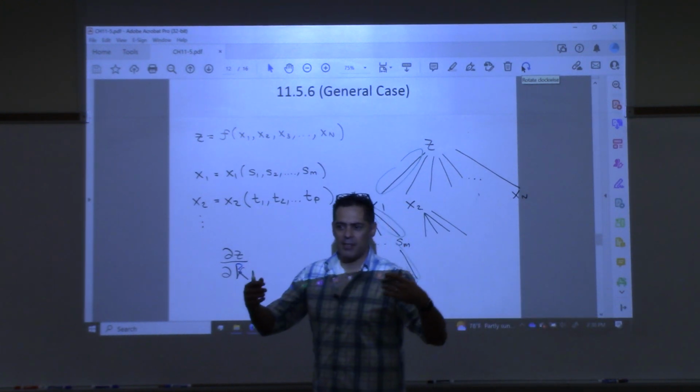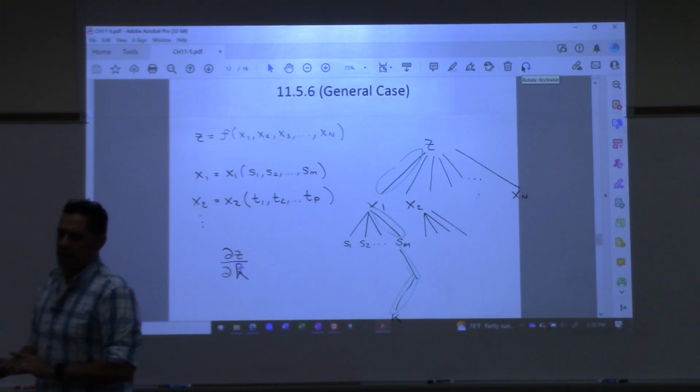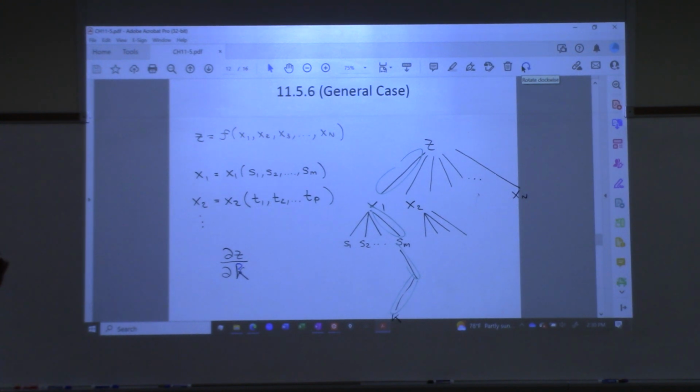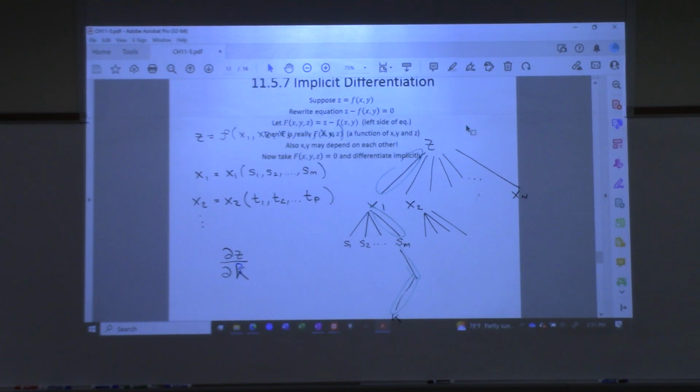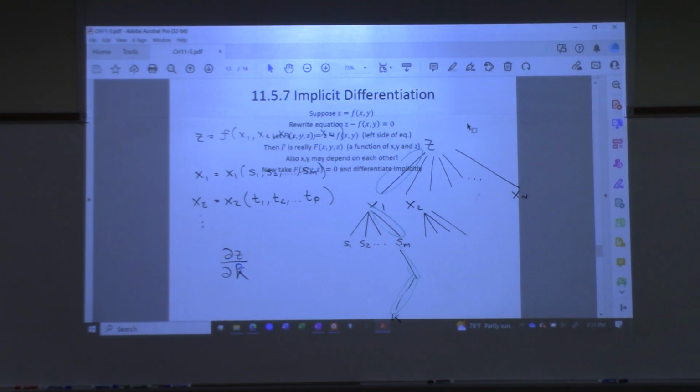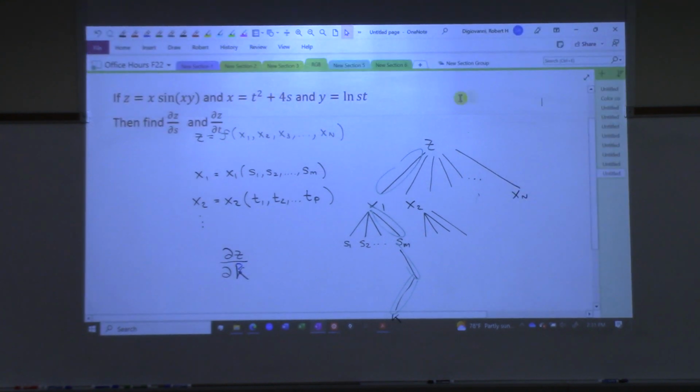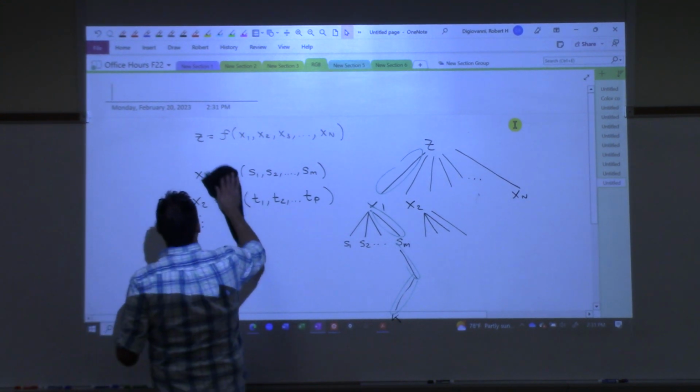Does the method make sense to you? Because that's the more important thing. Just draw the tree and then go down your branches. I think I have a problem for us to do. No, I don't. Let me make one up. Favorite set of words followed by my least favorite set of words.